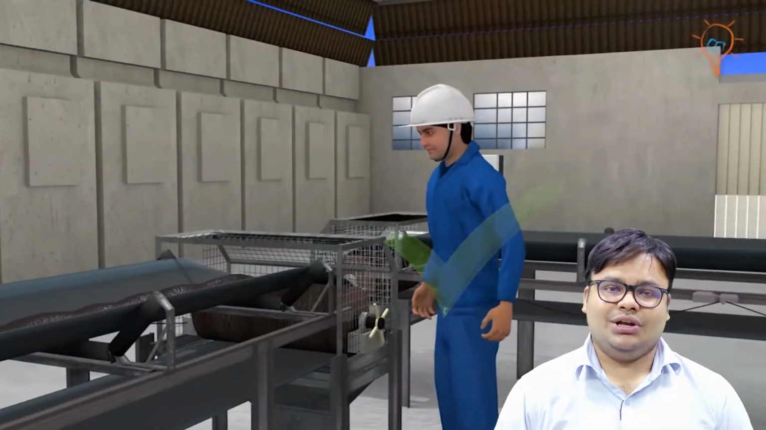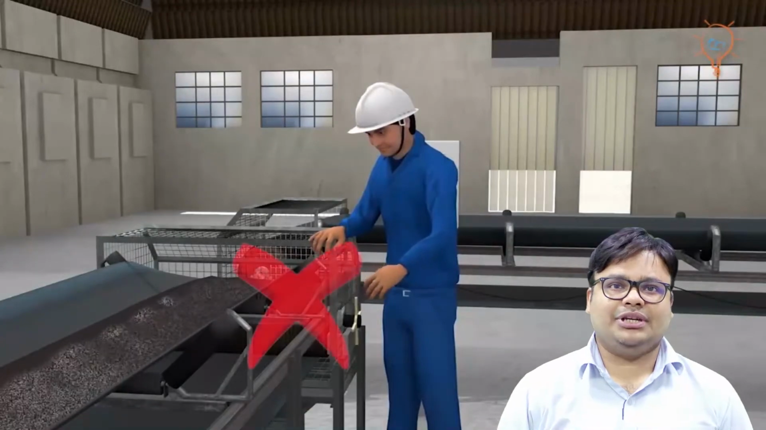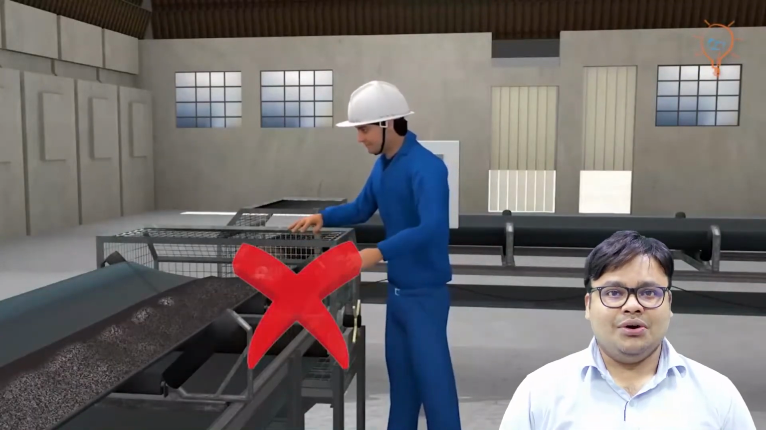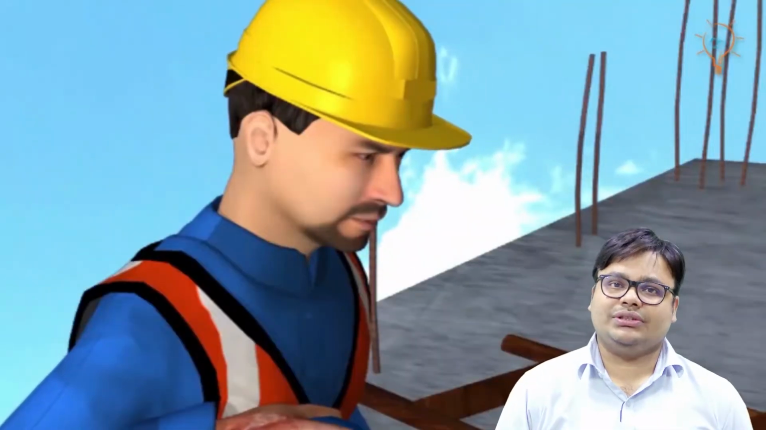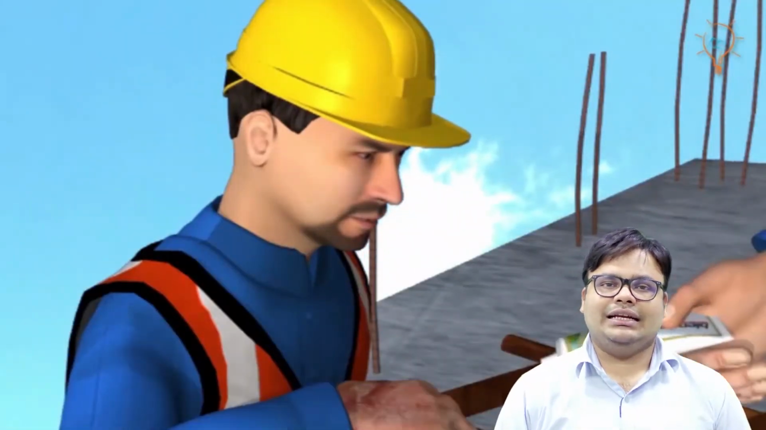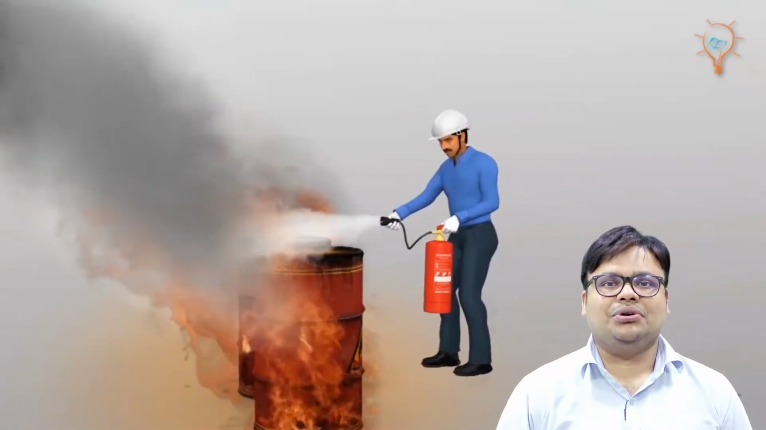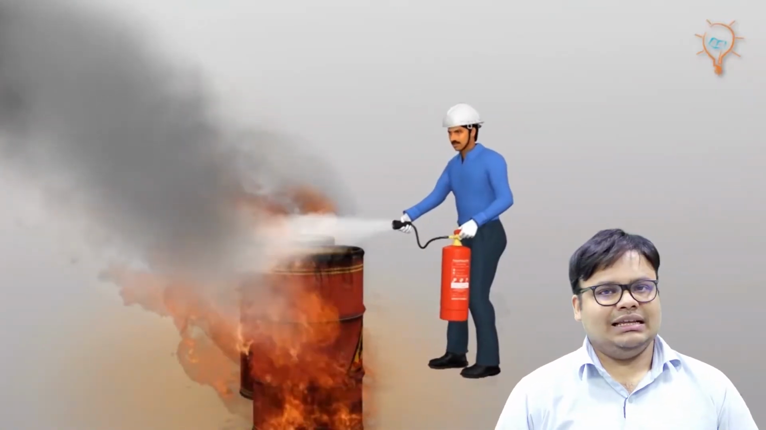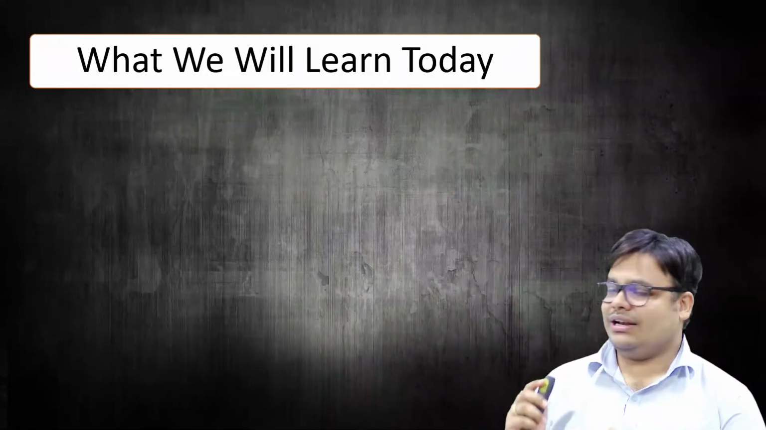So guys, in the previous class we studied what safety is, what a hazard is and what risk is, and we also studied the different types of hazards. In today's session, as I told you in the previous session, we'll be discussing what you can see on the slide.